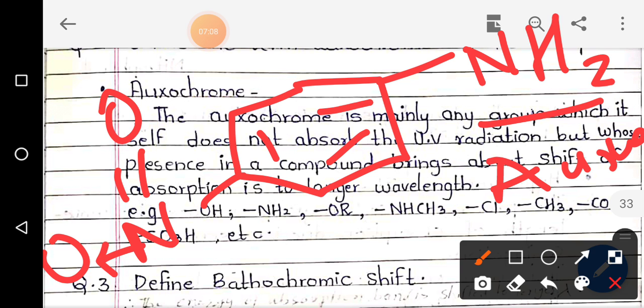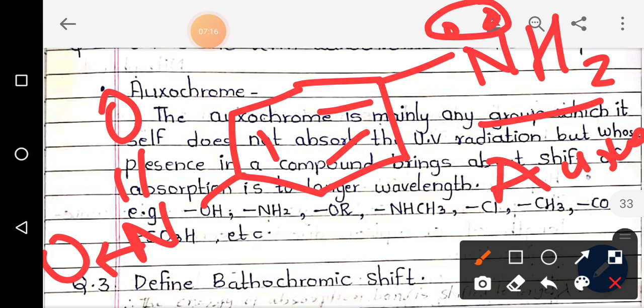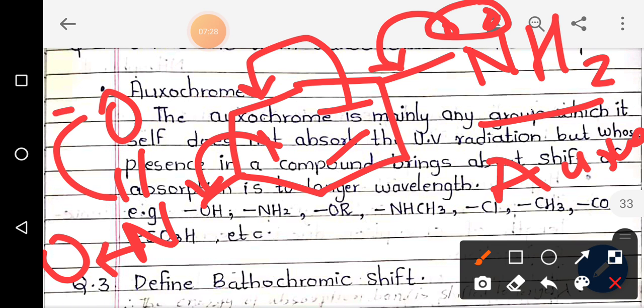These 2 electrons are in the form of a lone pair of electrons on the nitrogen atom. These lone pair of electrons are the unused, non-shared pair of electrons. They can be involved in resonance and delocalization, where bond shifting takes place, and this again gives resonating structures. Here also delocalization takes place and it absorbs UV radiation at longer wavelengths, which means it intensifies the absorption of that particular compound.